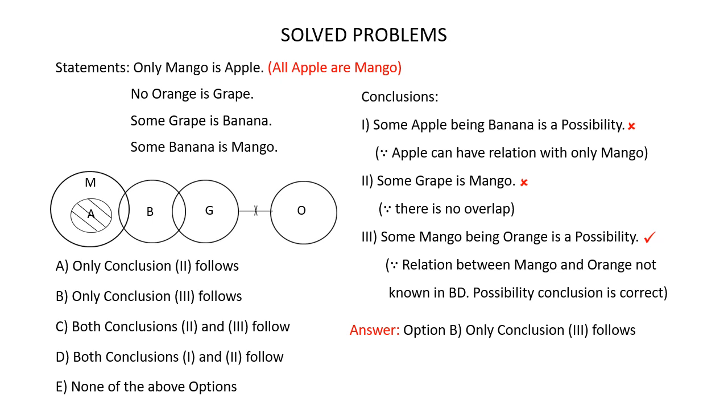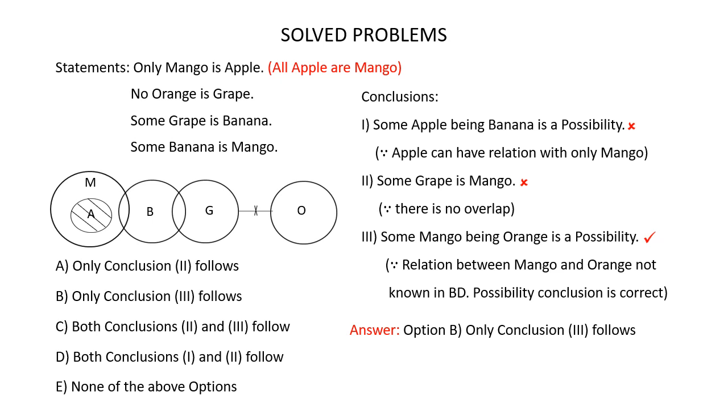Conclusion 3. Some mango being orange is a possibility. So you have mango here and orange here. Clearly you can see that the relation between mango and orange is not known in this basic diagram. Now also conclusion 3 is a possibility conclusion. So the conclusion, some mango being orange is a possibility, is treated as correct.